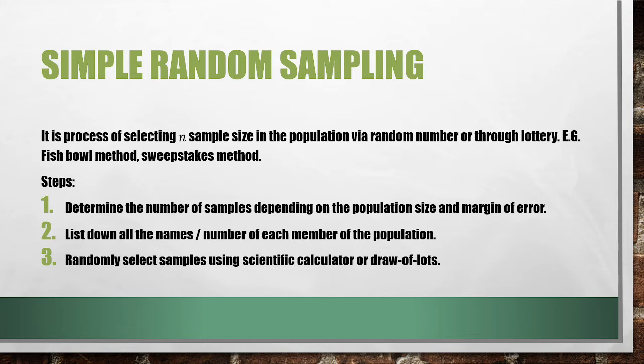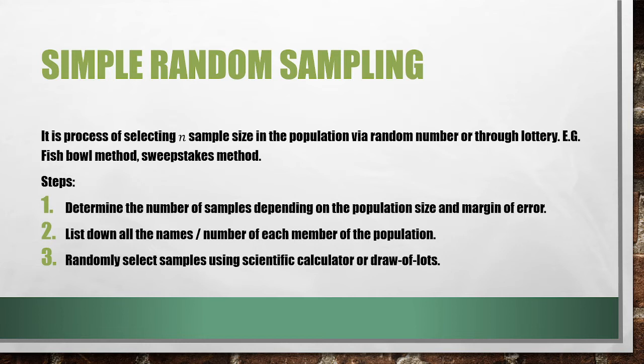Parang bingo lang. Bawat papel ay member ng population, tapos may equal chances na makuha yung bawat member ng population na yan. So paano magiging equal yung chances? Pagkabunot ng pangalan, pagkalista, ibalik yung papel. So equal pa rin yung chances. Hindi magbabago yung probability. So that is how we go about the simple random sampling technique. It's just simple.